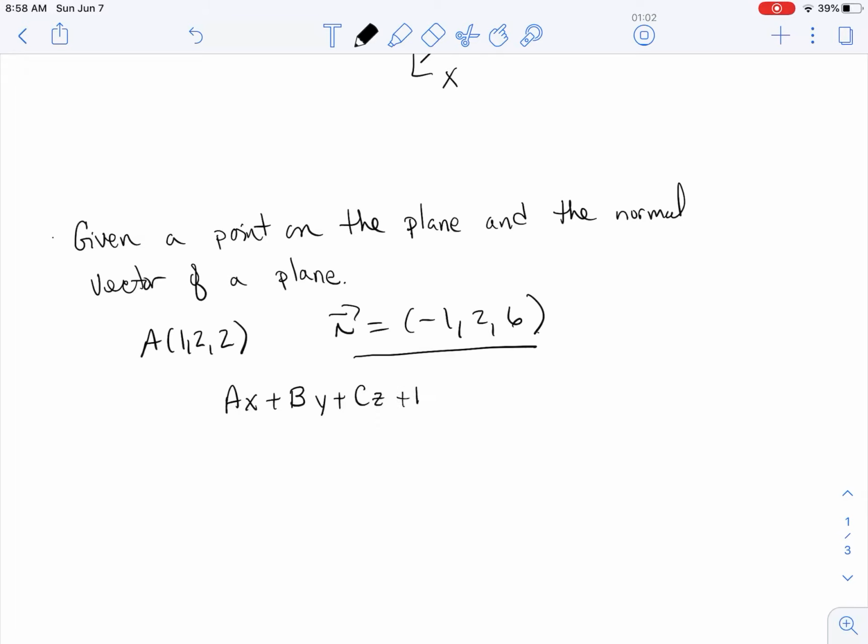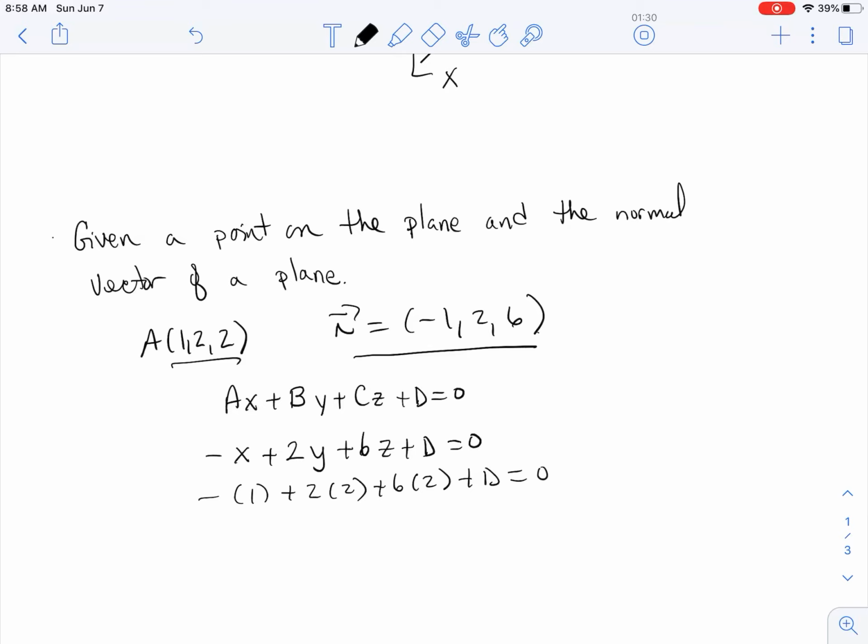So this one is pretty direct. So here is my guide that I like to call it. I'm just going to sub in -1, 2, and 6 for ABC. So you can see here that we just need to calculate D, and that's where the point comes in. So I'm going to take this point and now I'm going to sub it into X, Y, and Z.